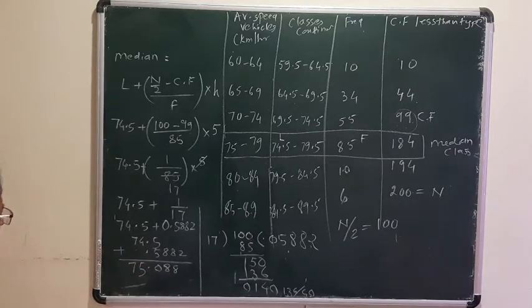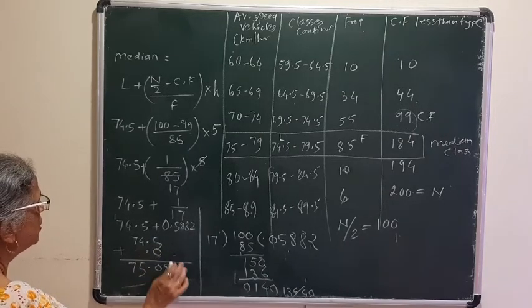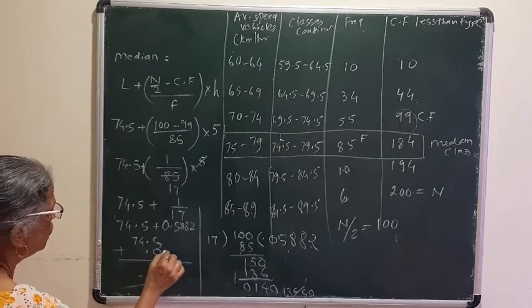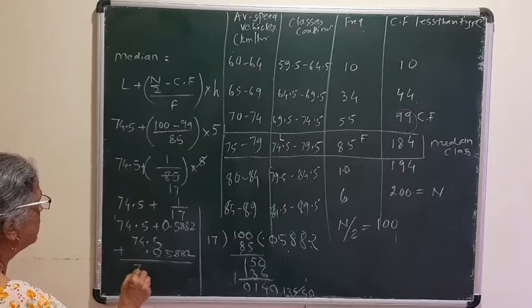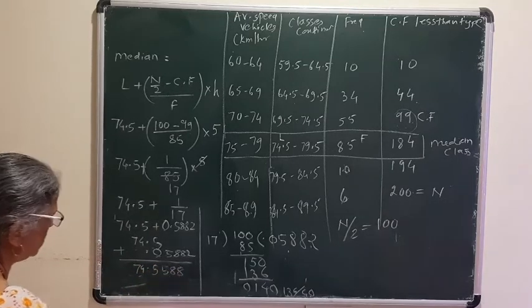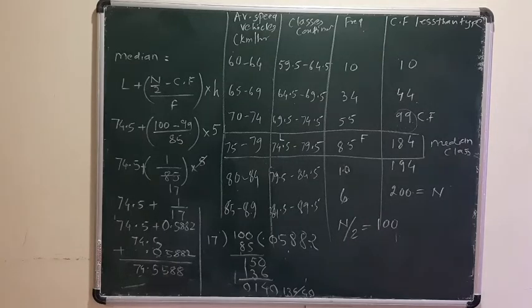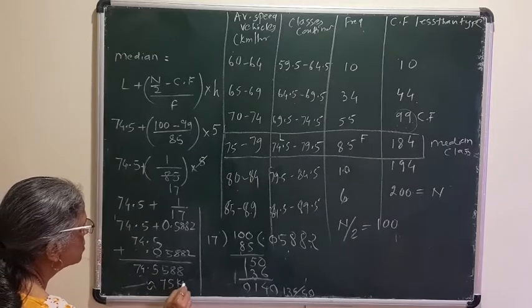So it is 74.5588, not necessary to write the 2. Approximately, the speed in kilometers we are going to make it 75. Followed? So it will be 75 kilometers per hour.